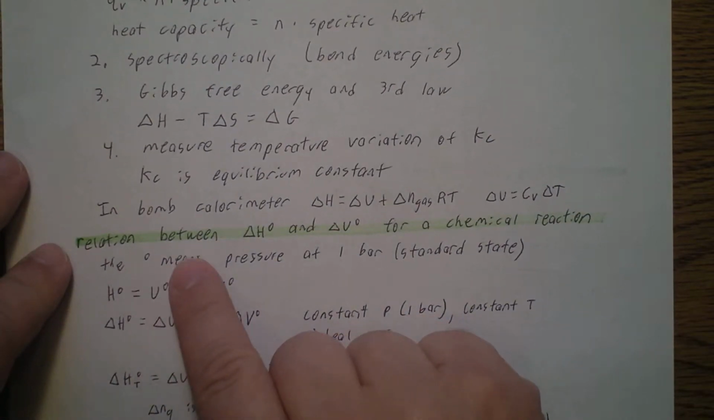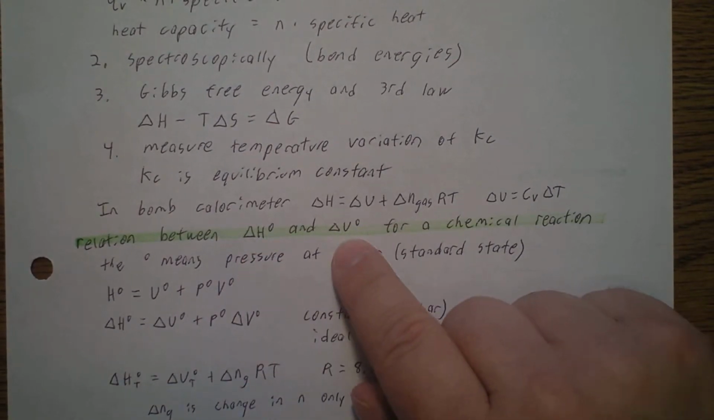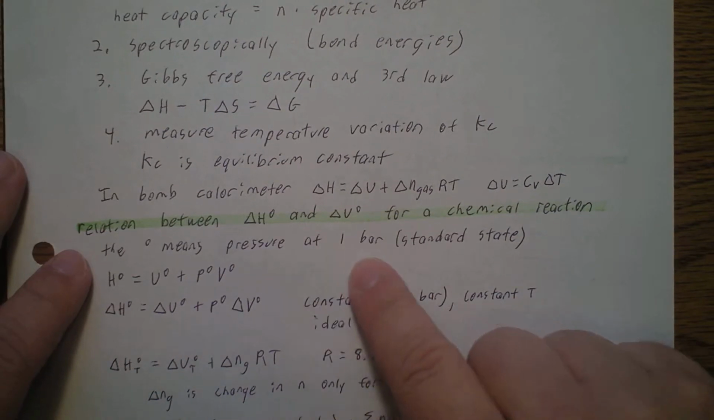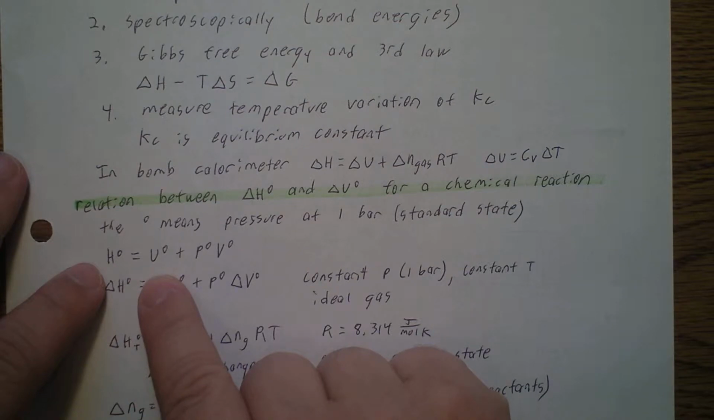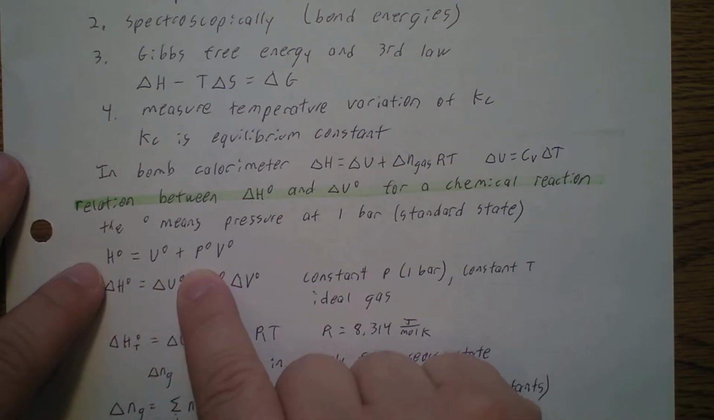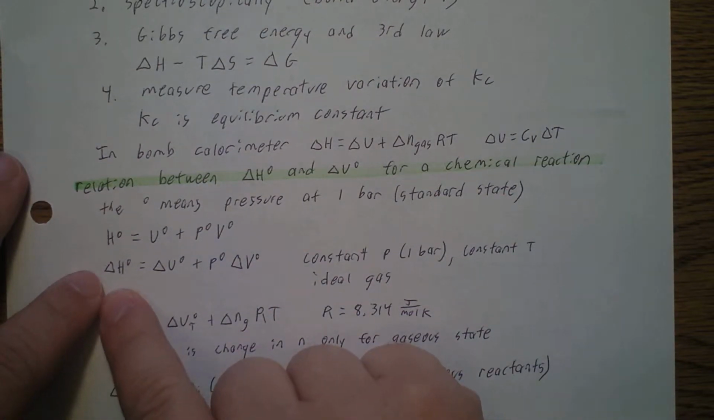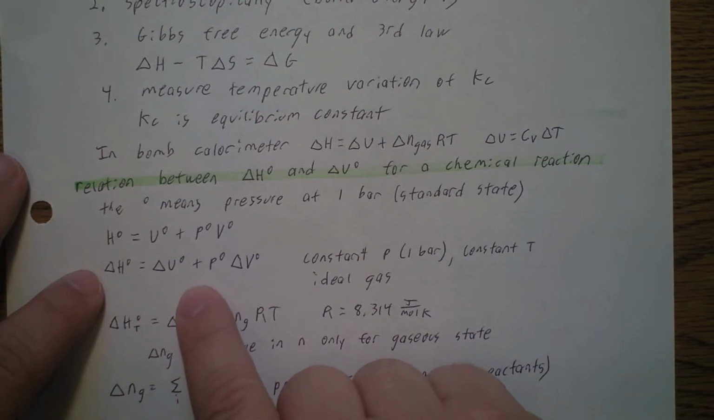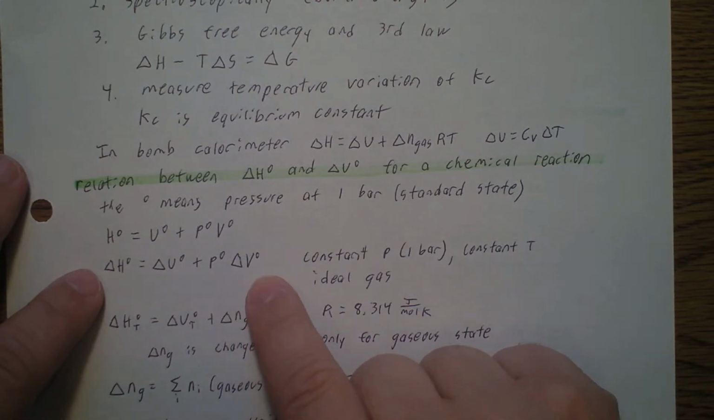Now, what is the relation between the standard change in enthalpy and the standard change in internal energy for a chemical reaction? Well, remember, the naught means the standard state, so the pressure is at 1 bar. So the enthalpy at the standard state is equal to the internal energy at the standard state plus the pressure at the standard state times the volume at the standard state. So that gives us the change in enthalpy in the standard state is equal to the change in internal energy in the standard state plus the pressure in the standard state times the change in volume in the standard state.